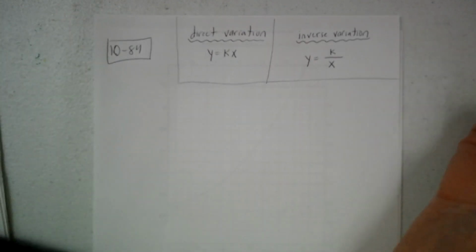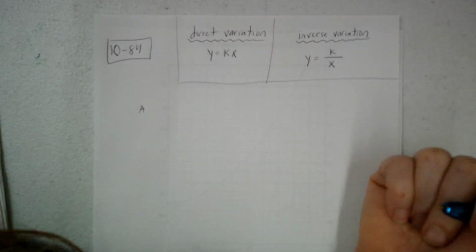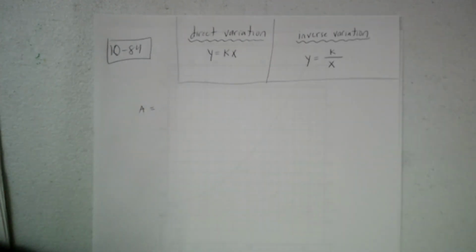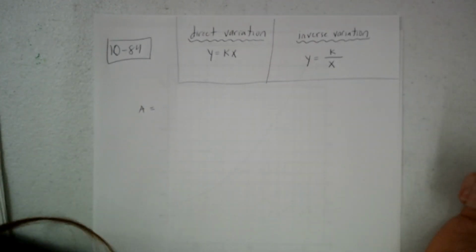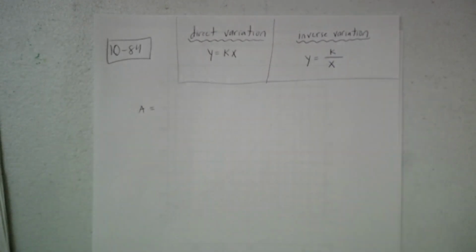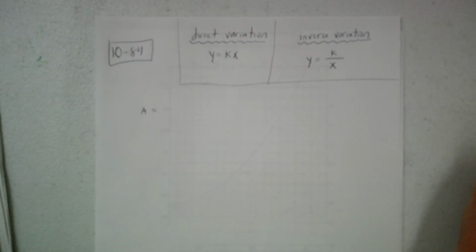Here's pre-calc, problem 10-84, and it says the amount of illumination A from a light source is inversely proportional to the square of the distance d from the source. Okay, so the thing that might be confusing about this is maybe you're not thinking about direct variation or inverse variation.